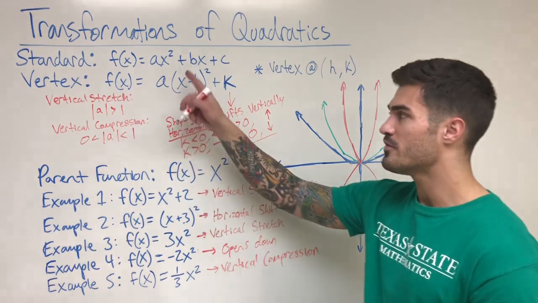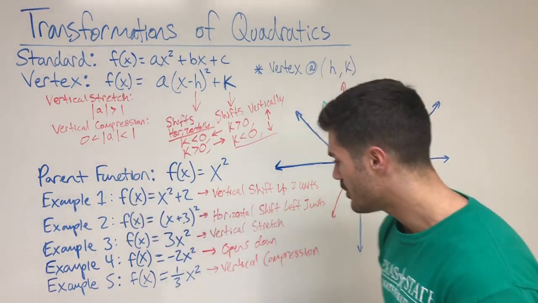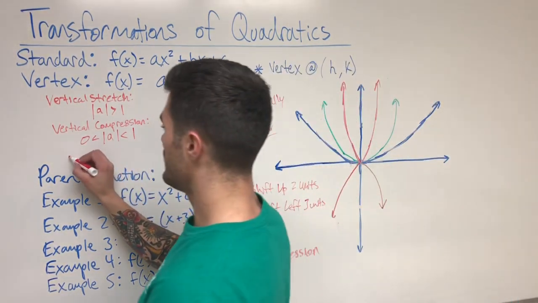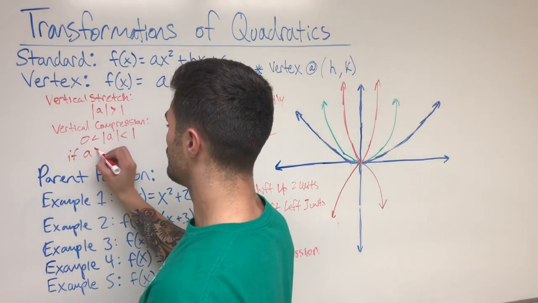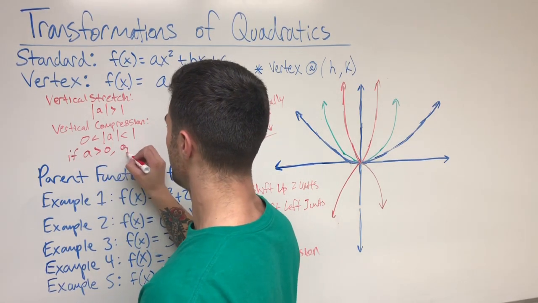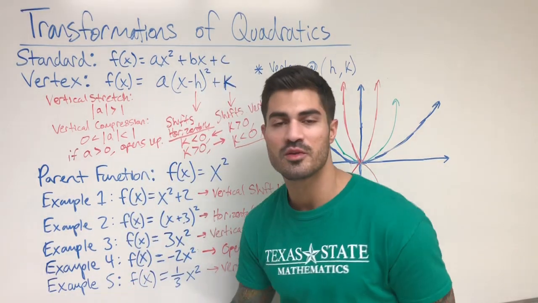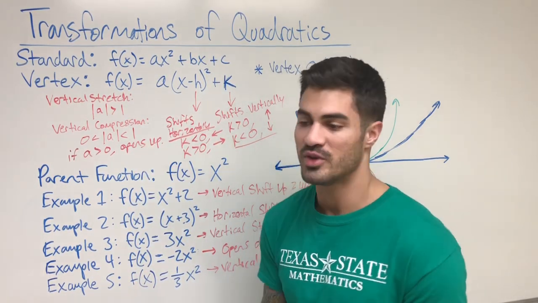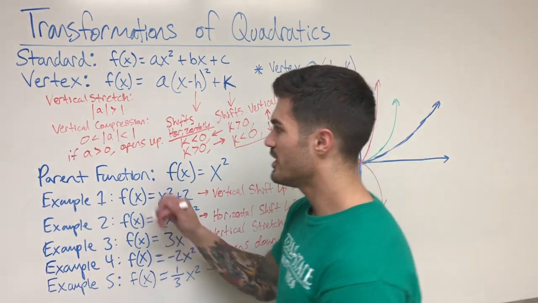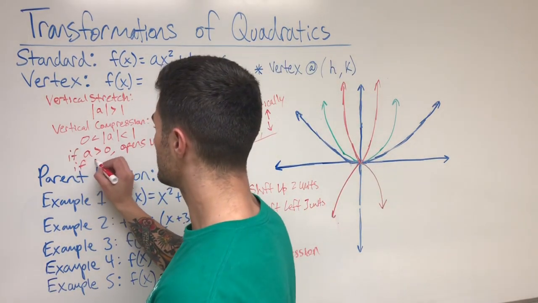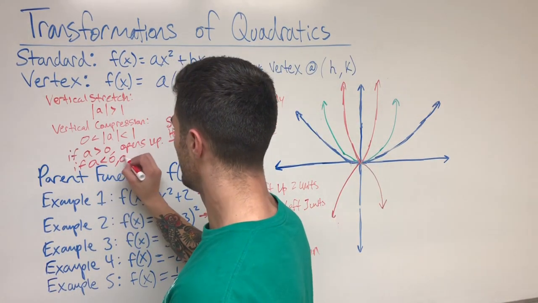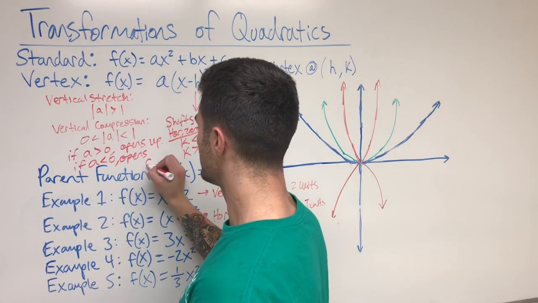So if we want to finish off the rules for a, what can we write? Well, we can write if a is greater than 0, meaning positive, then the parabola opens up. And when I say opens up, I'm talking about the parabola, right? The U shape. It either opens up or down. And if a is less than 0, the parabola opens down.